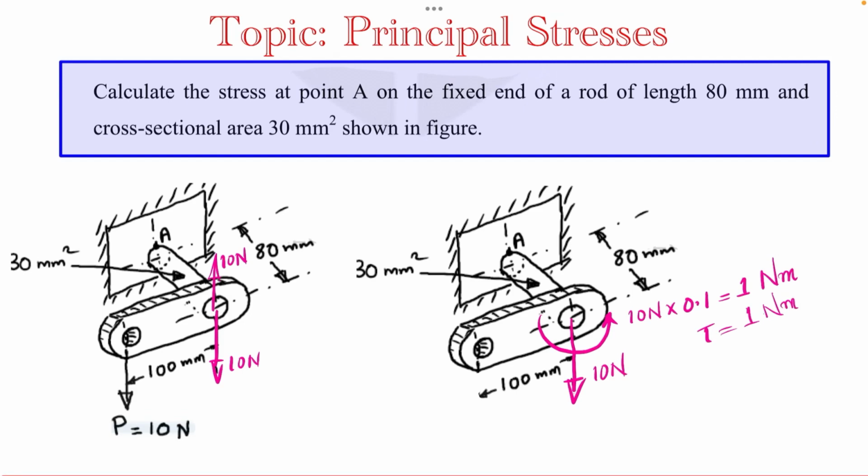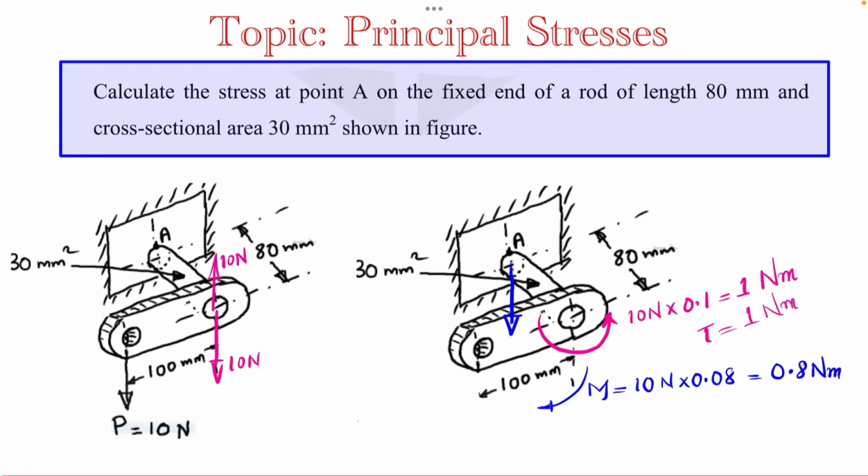Next we need to again transfer this force from this point to this point A. Then we'll have the same force here, and another one here. Finally only this force will remain, and there will be another moment, which will try to bend the shaft. That means there will be a bending moment, given as 10 Newton into distance 80 mm or 0.08 meter, which is equal to 0.8 Newton meter.